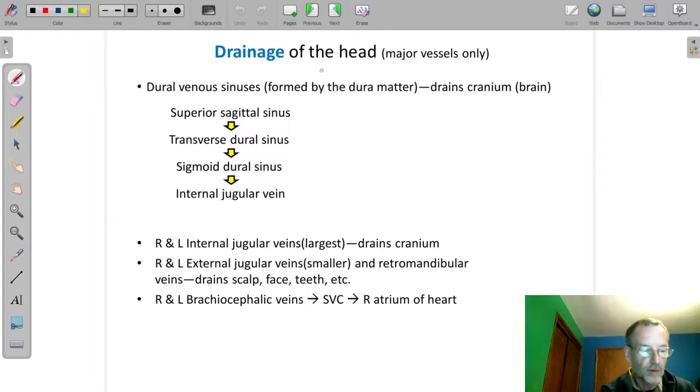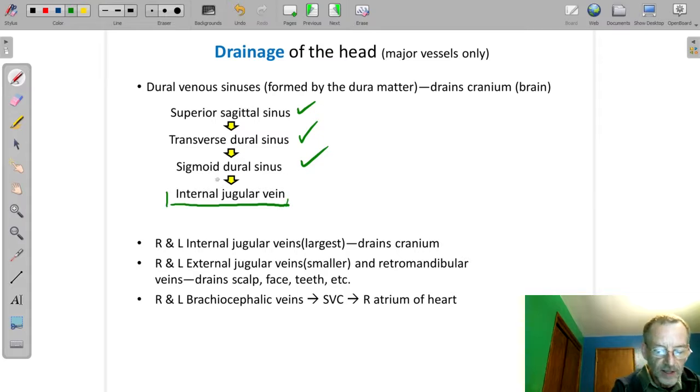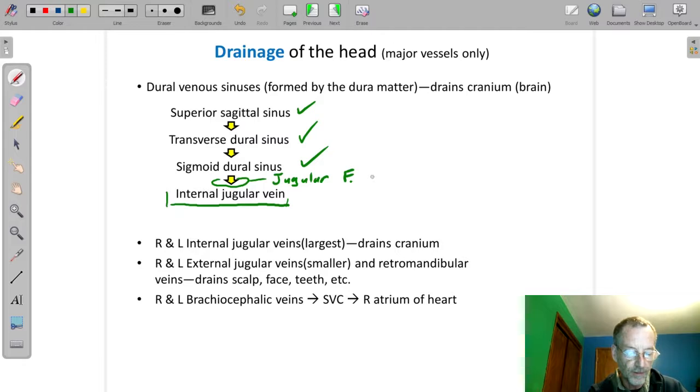But we'll start with the superior sagittal sinus, which then drains into the transverse, which drains into the sigmoid, which then drains into the internal jugular. And then we are down the neck. And of course, around here is the jugular foramen that we will have to pass through. I'll write jugular F for jugular foramen.